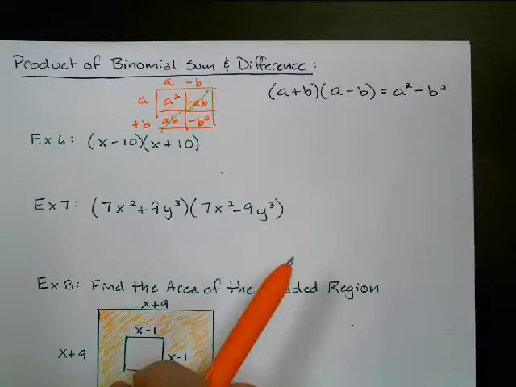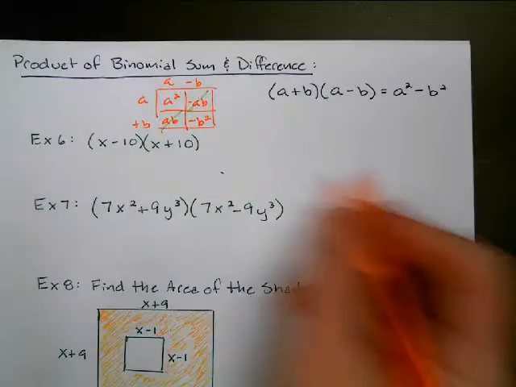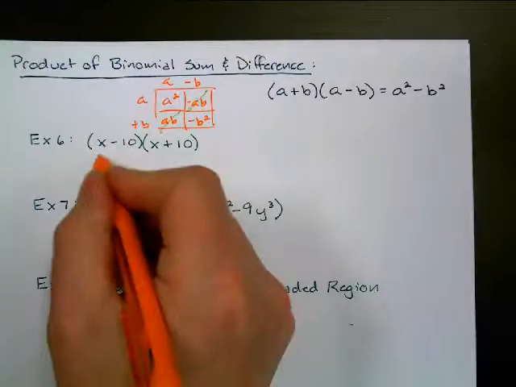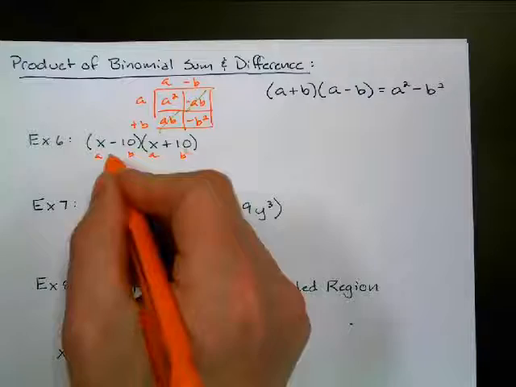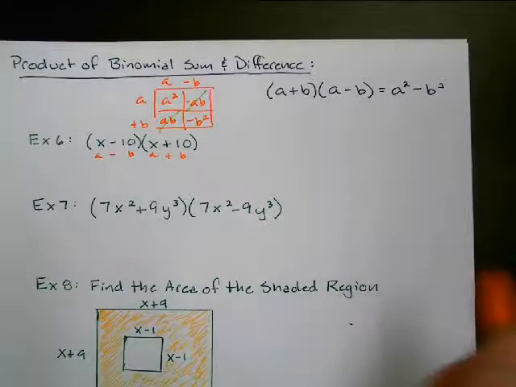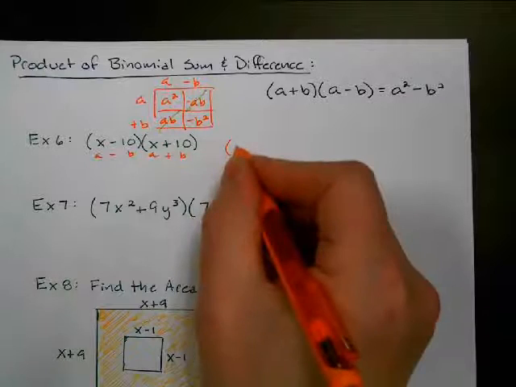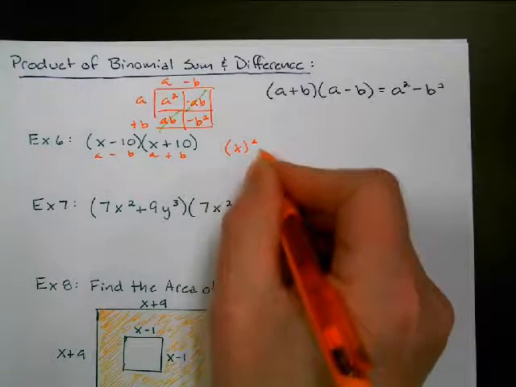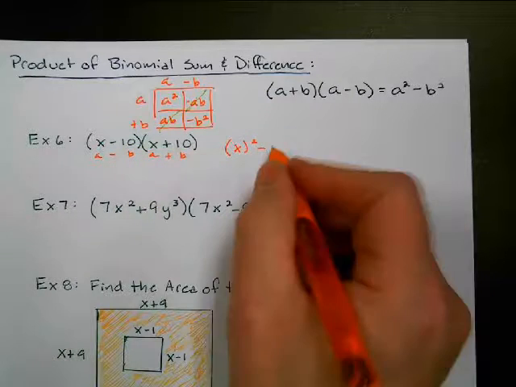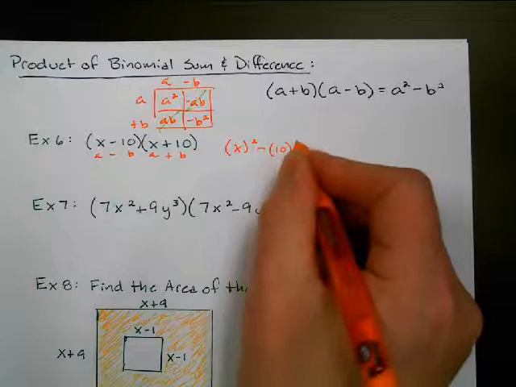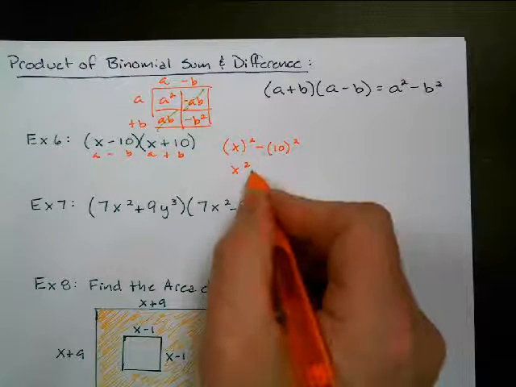All right, so this one is x minus 10 times x plus 10. So this is our a and this is our b. So this is a minus b, a plus b. So I'm going to take the x and square it, and then I'm going to take the b and square that. So x squared, and then 10 times 10 is 100. We get x squared minus 100.